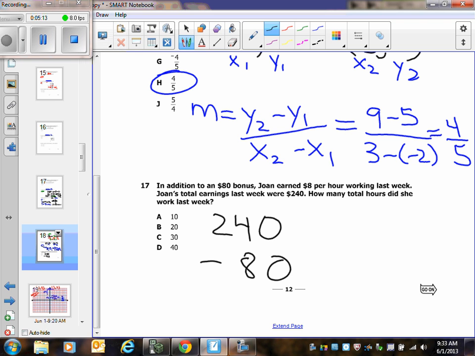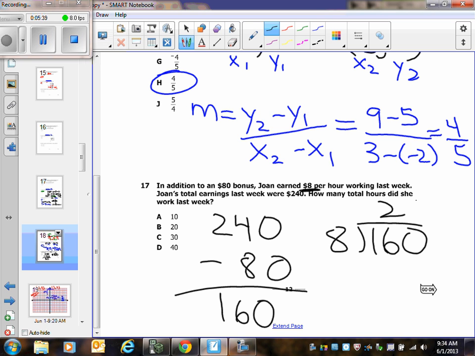240 minus the $80, because that $80 was just simply a bonus. The $80 had nothing to do with how many hours she worked. So 240 minus 80 is 160. So the $160 was based on the number of hours she worked. Therefore, because she got paid $8 per hour, all you have to do is take the 160 divided by the $8, and you now get that she worked 20 hours last week.